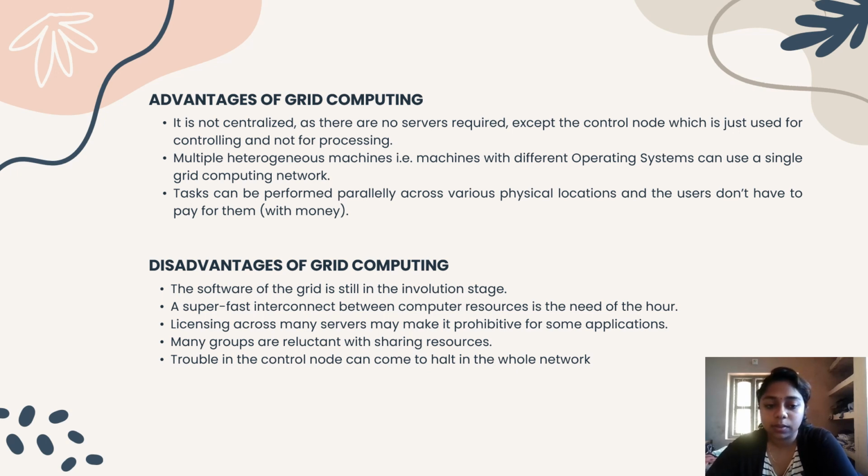Disadvantages of grid computing. The software of grid is still in an evaluation state. A superfast interconnect between computer resources is the need of the hour. Licensing across many servers may make it prohibitive for some applications. Many groups are sharing the resources. Trouble in the control node can come to a halt in the whole network.